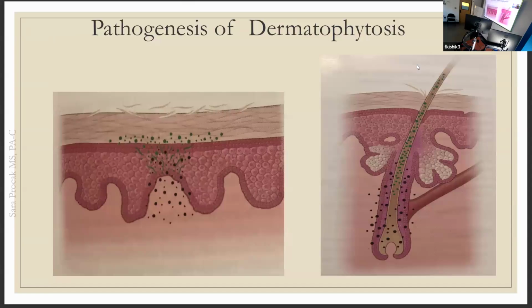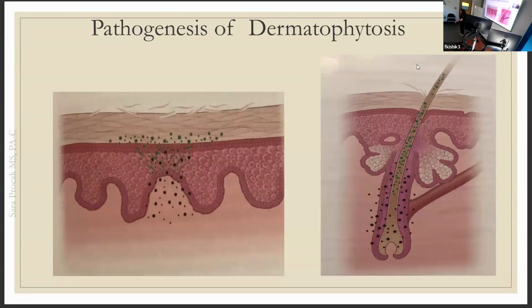Okay, so how someone gets a dermatophyte infection. This is just for your knowledge, so you don't have to worry about this one. But basically there's going to be some sort of compromise in the skin barrier. So maybe they have atopic dermatitis, right? They have a more permeable skin barrier.